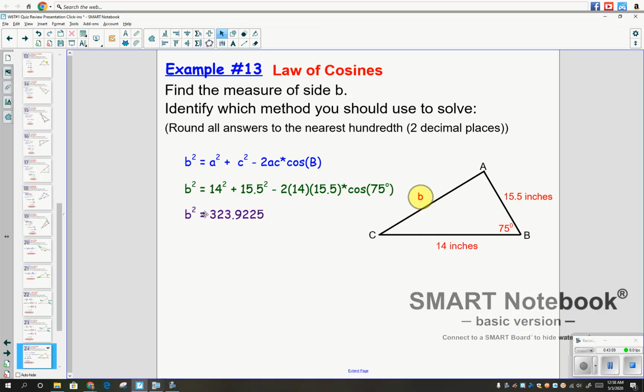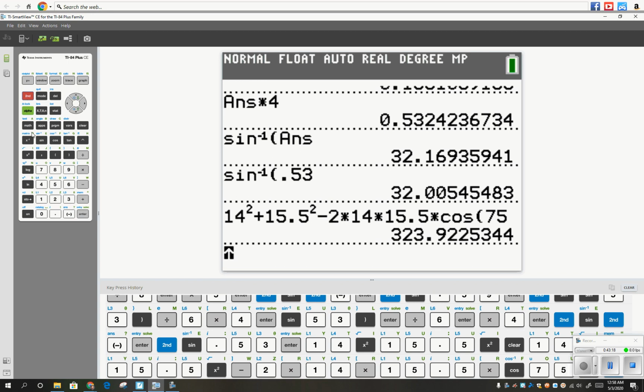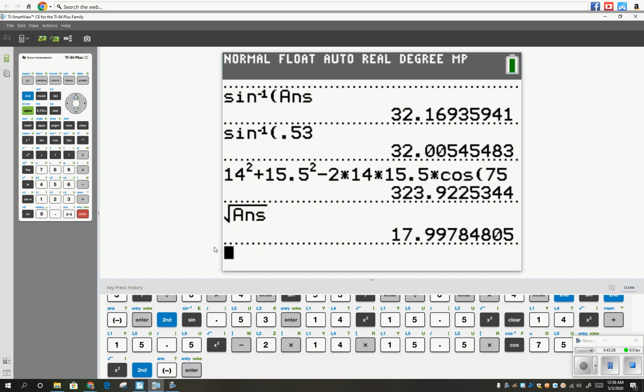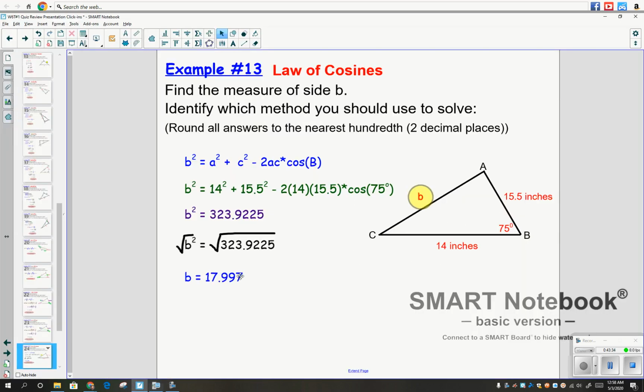That's not my answer. That's what B squared equals. How do I solve for B? Yeah, I need to take the square root of that. And again, I don't want to round to the final, so when I do the square root, I want the entire number typed in there. I do that by doing second negative, which is the answer feature, so it'll take the entire decimal. And I get 17.997, which rounded to the nearest hundredth, 2 decimals. So my third number, the 7, tells me to round up. Well, if I round 9 up, it becomes a 0. The 9 becomes 0. I end up with 18 inches as my final answer.